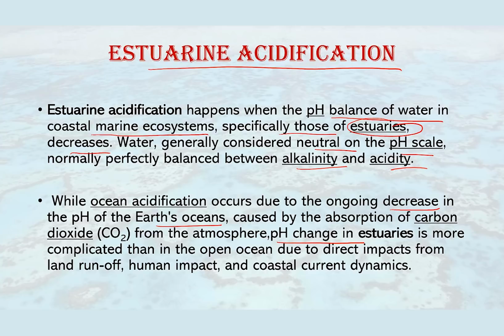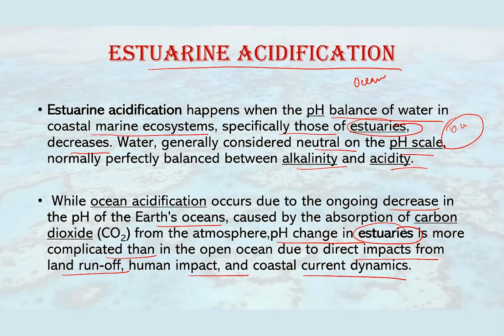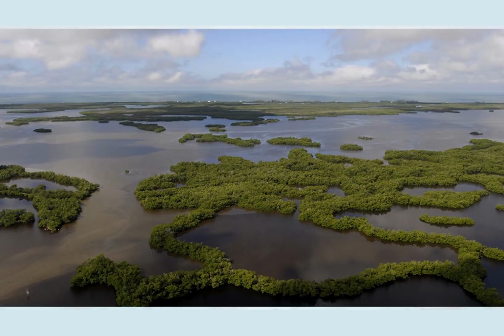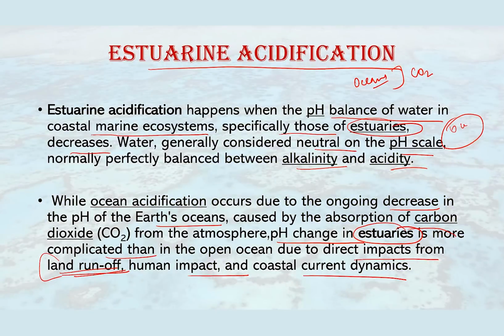But the pH change in estuaries is more complicated than in the open ocean due to direct impacts from land runoff, human impact and coastal current dynamics. Now an estuary is a place where the ocean and the river meet; that transition point is known as an estuary. So talking about the ocean, it becomes very easy because we know they are absorbing carbon dioxide from the atmosphere. But what in the case of estuaries? It becomes more complicated, because they are also facing land runoff, human impact and the coastal current dynamics.